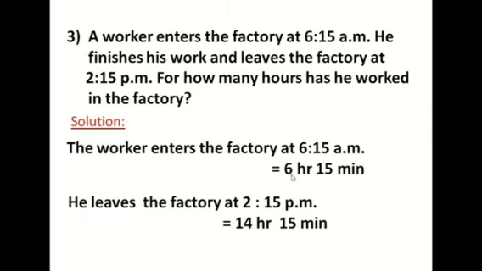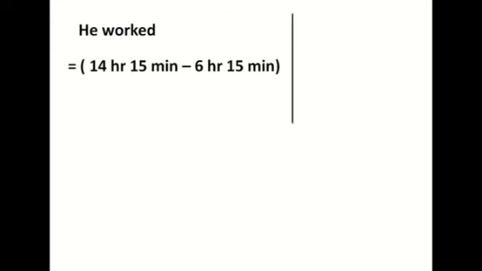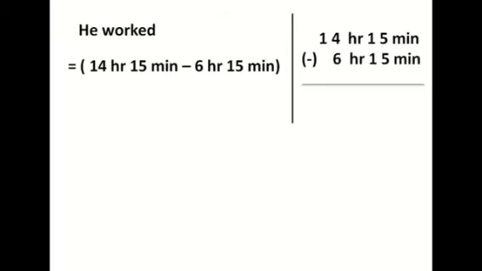So if we subtract 6 hours 15 minutes from 14 hours 15 minutes, then we will get for how many hours he has worked in the factory. So we can write he worked 14 hours 15 minutes minus 6 hours 15 minutes. Please do the subtraction in your working column.